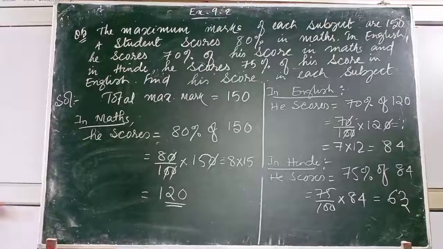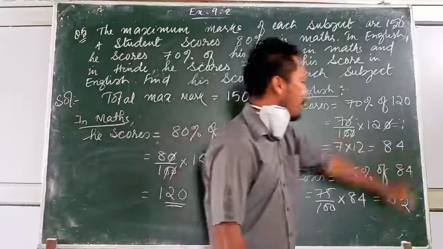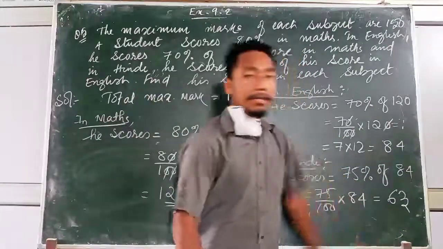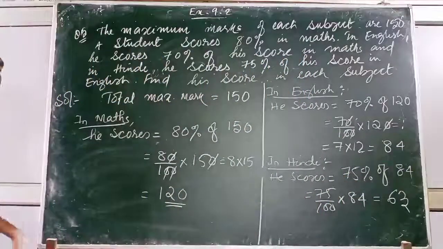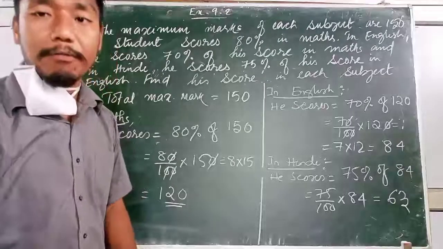So how much is the score in mathematics? The score is 120. In English, how much is the score? 84. And in Hindi, how much is the score? 63. In this way you can take a screenshot and then copy it down. So this is all for question number 5.